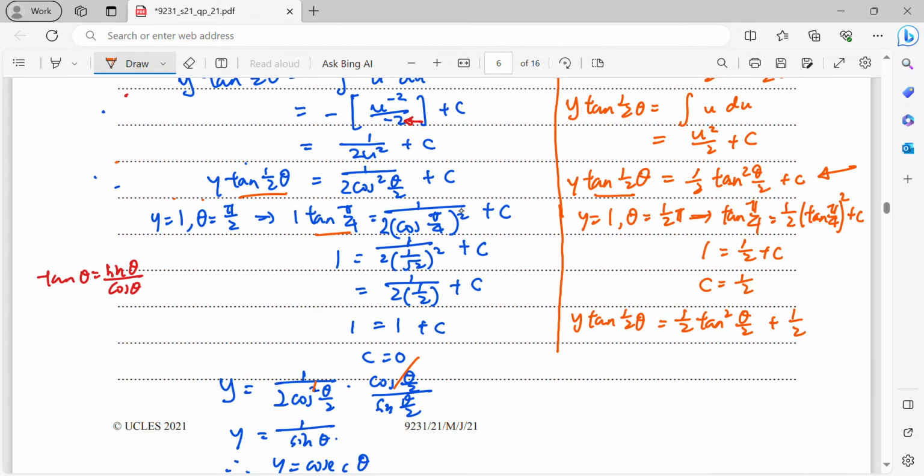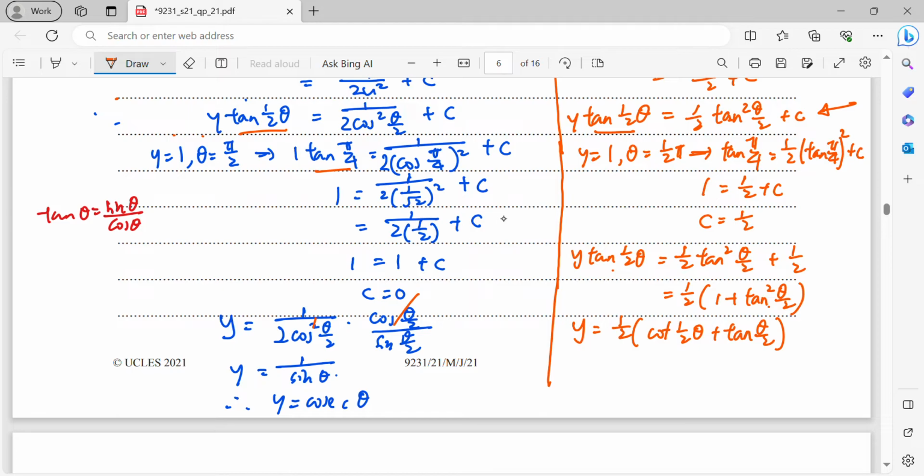Then now the half can be taken out. So this is 1 plus tangent squared theta over 2. Then at last your y, just divide by tangent half theta. Then it will be half of 1 divided by tangent is cot half theta. Then tangent squared divided by tangent, it will be just tangent half theta. So you are getting different form of the final answer if you use two different methods.